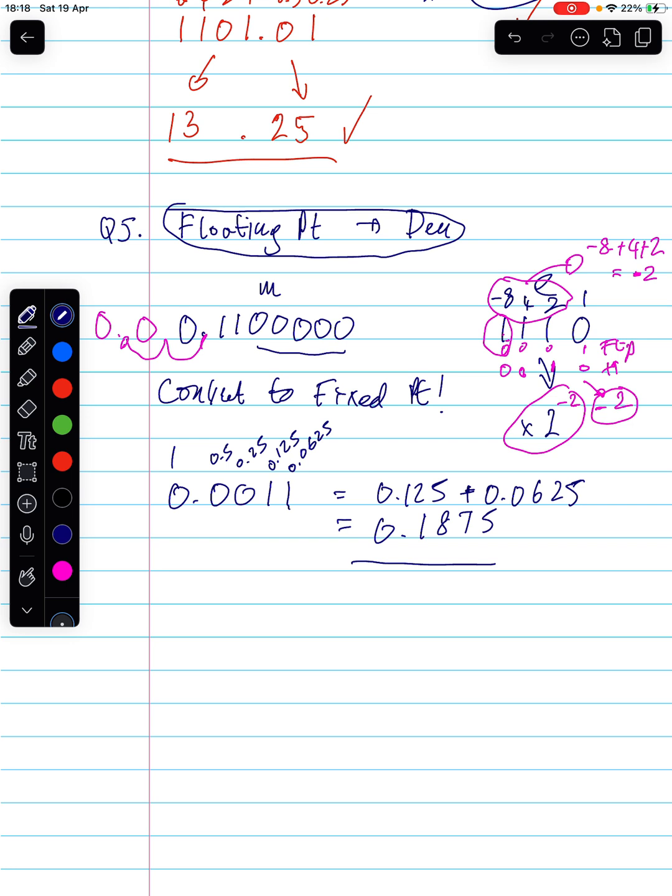Okay, so that is our final answer, because we got rid of the exponent by applying it to the mantissa, so we ended up with a fixed point number from a floating point number. That's a fixed point number, and then we just converted that. So we went from binary to denary. Okay, is that question done?